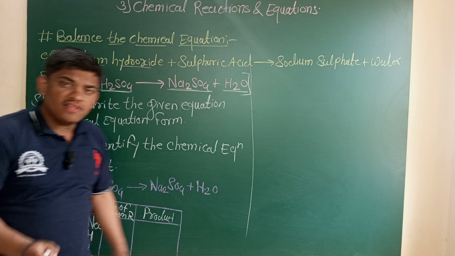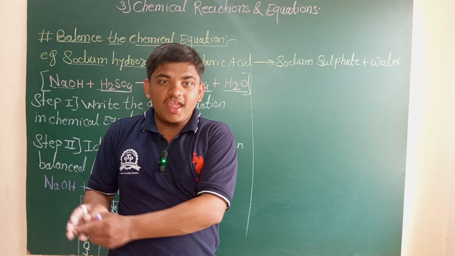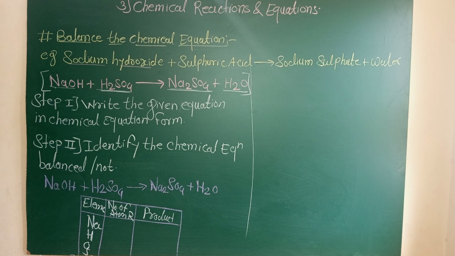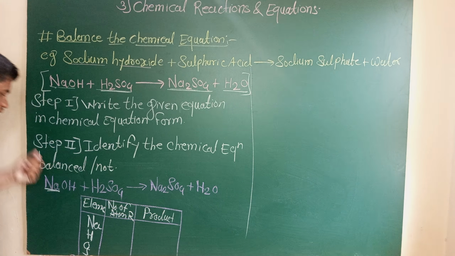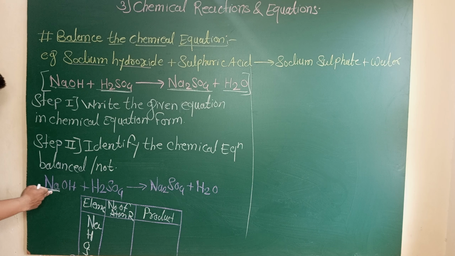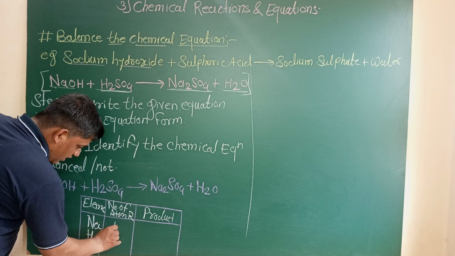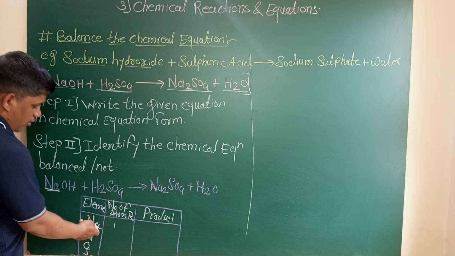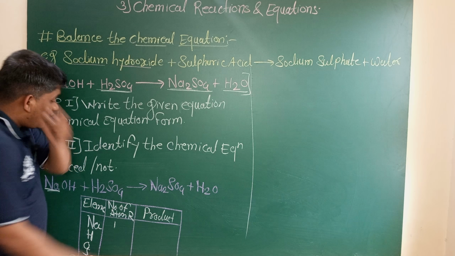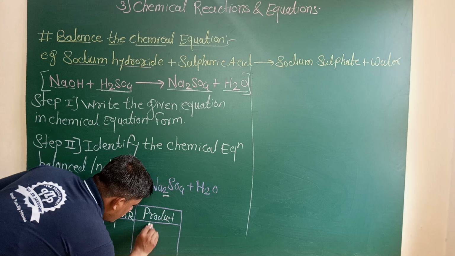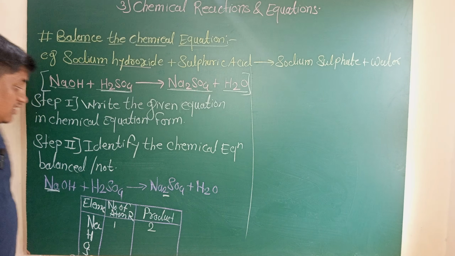If the chemical equation is balanced, the number of atoms of each element in the reactants and products must be the same. Let's count the number of sodium atoms in the reactants. The reactants are the chemicals before the arrow. Here there is only a single sodium atom in the reactants. Let us calculate the number of sodium atoms in the product. There are two sodium atoms in the product. This is step number 2.